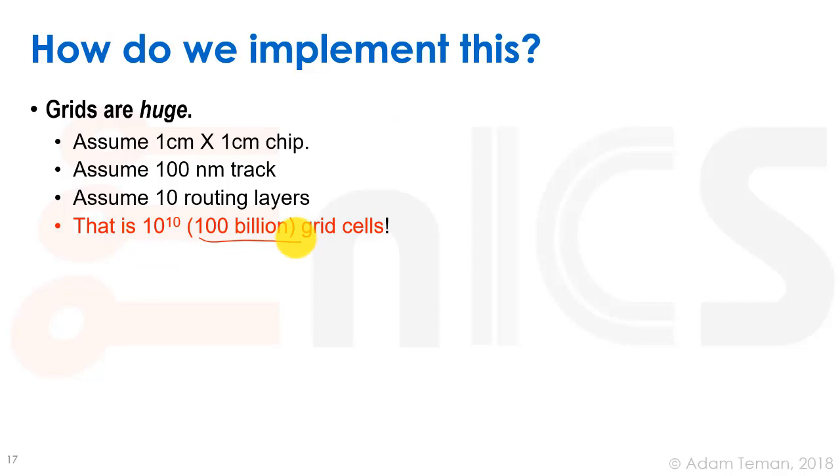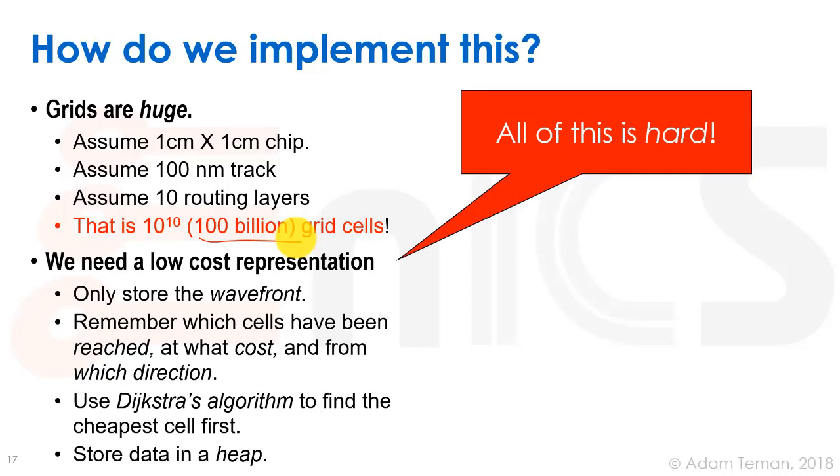Well, 100 billion is a really big number, and how are we going to actually deal with all of that, trying to route and keep all that data in our memory? So we need a low cost representation for all this. There are different ways to do that. We can only store the wave front. We can remember which cells have been reached, what cost and from which direction, instead of remembering the entire grid.